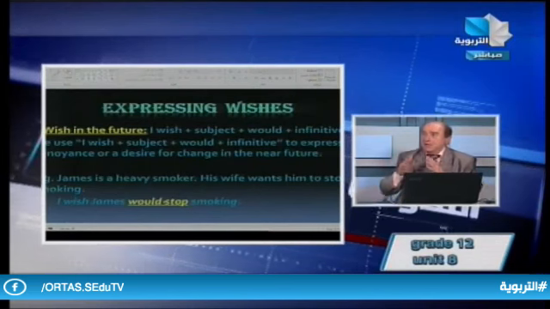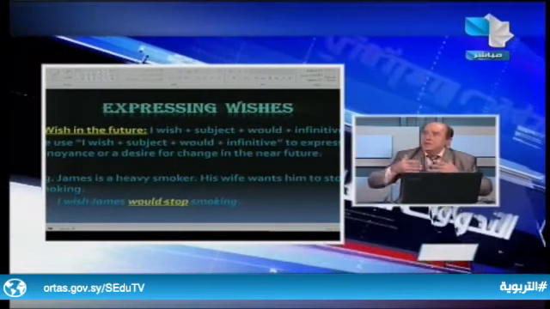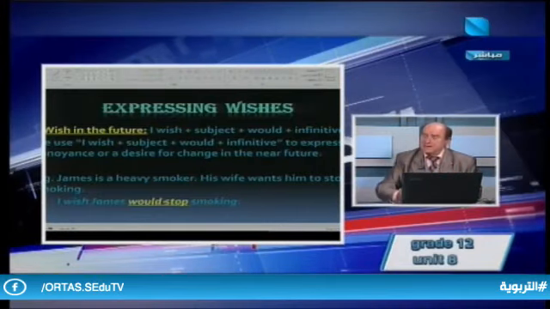So here we have a regret, but we express our annoyance, criticism, for a bad habit which he has. So for the future we say I wish he would, I wish she would, and the infinitive after would.